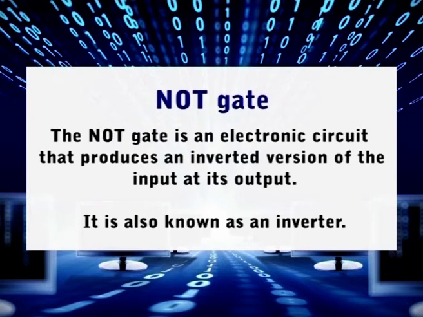So, next is NOT gate. The NOT gate is an electronic circuit that produces an inverted version of the input at its output. It is also known as inverter. If the input variable is A, then the inverted output is known as NOT A. It is represented by A complement or A with a bar over the top.